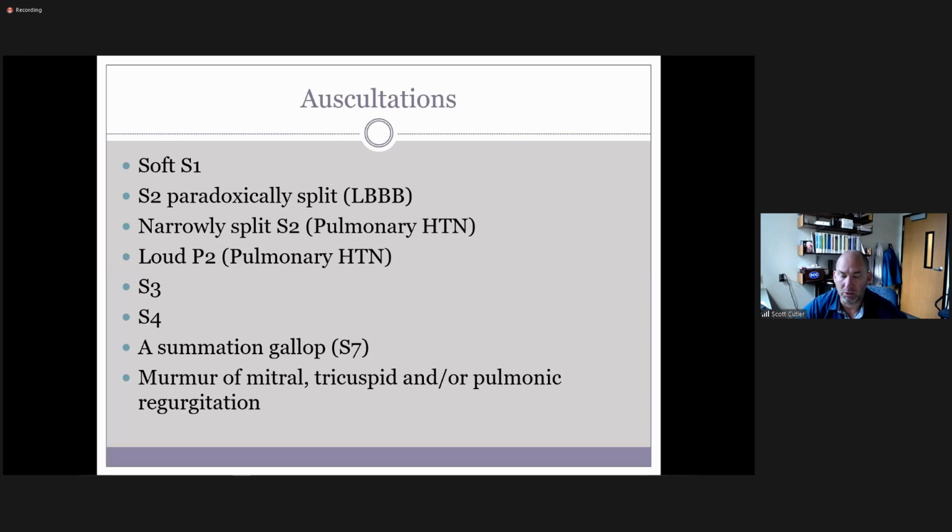Zona coapta is what it's called, where it's actually touching each other. So it's going to be a softer sound, and we've got bigger fluid volumes. So the fluid volume is going to dampen the sound as well from getting to where it's coming from to your ear at the chest wall. So there's a couple things that contribute to that, but it will be a softer S1. So the S2 is paradoxically split.